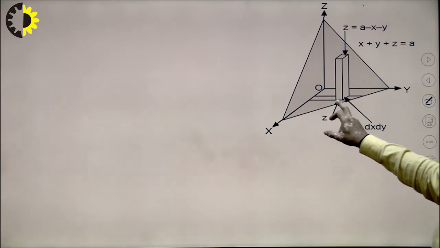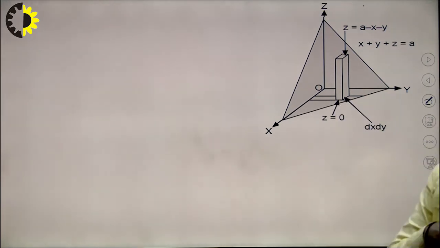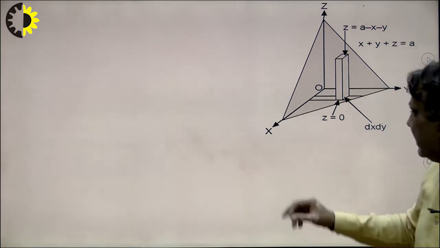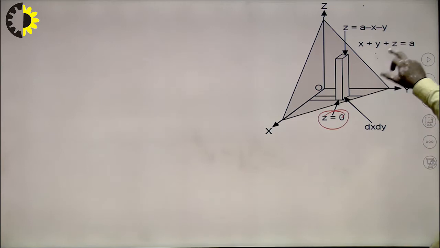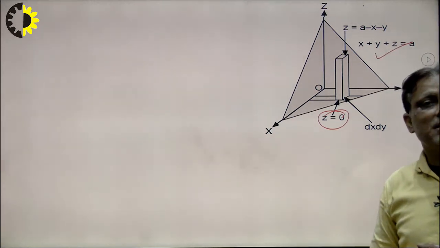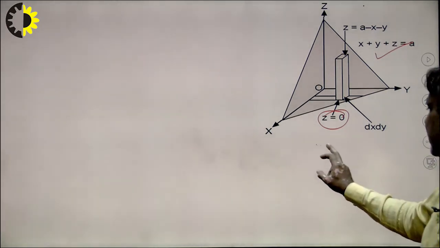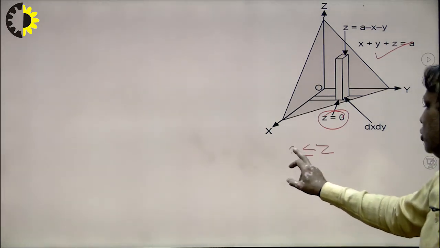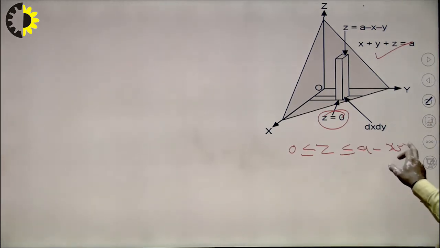This is the lower limit, and the lower limit touches which plane? The xy plane. For the xy plane z is equal to 0, so I write here z is equal to 0. Now the upper part touches this plane, so what will be the value here? z is equal to a minus x minus y. So the limit of z will be 0 to a minus x minus y. In this way we have to take the limit of z in terms of x and y.